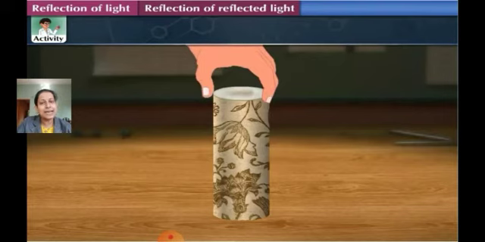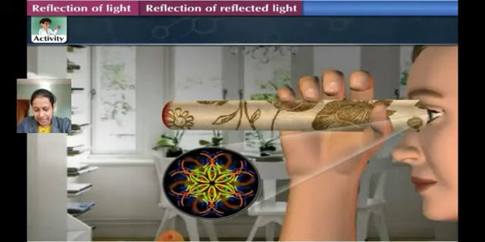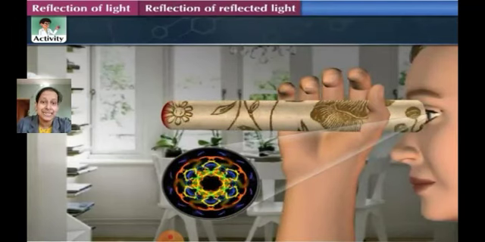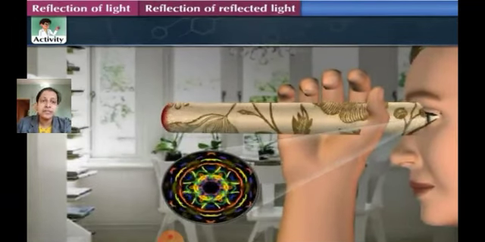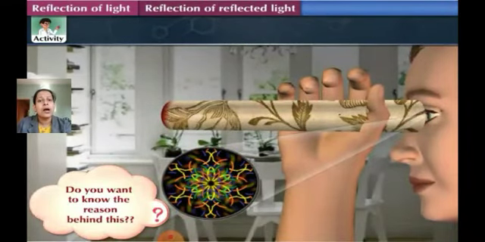Once your kaleidoscope is ready, the viewer can view through it, and you can see that the speciality of this kaleidoscope is that every time, the designs do not easily repeat. You can see different designs, and how you are getting these different designs, do you want to know the reason behind this? Yes, you will understand now.